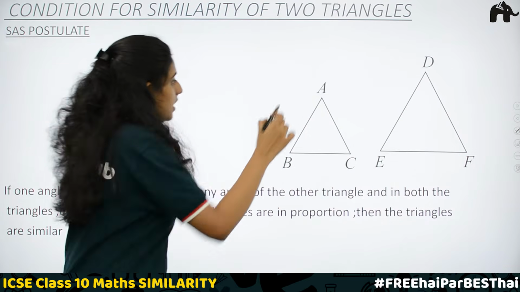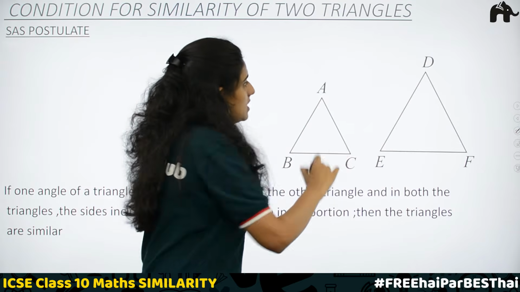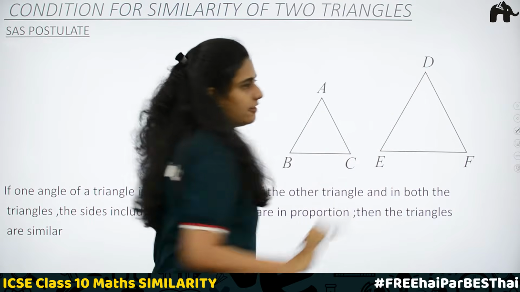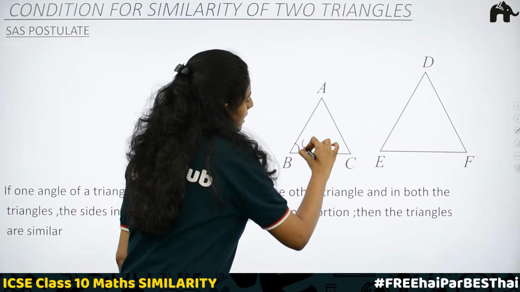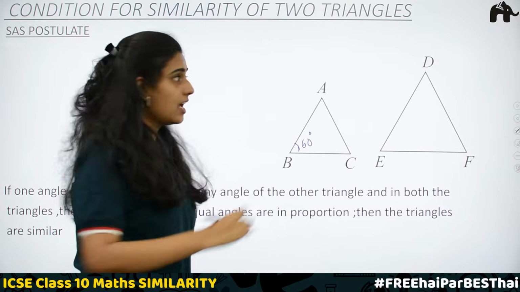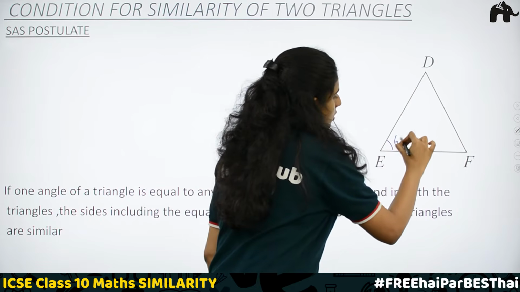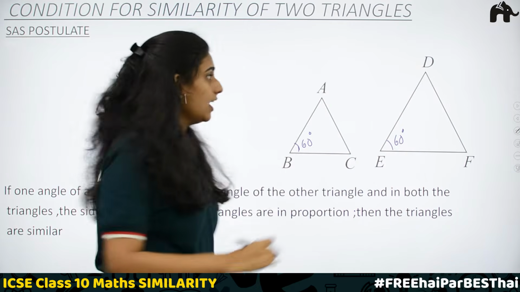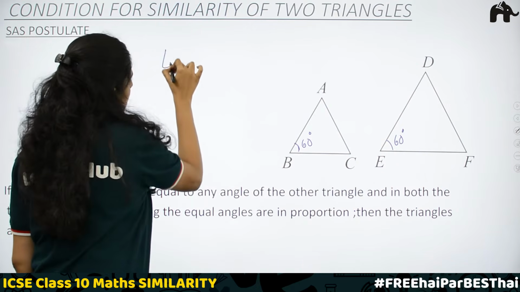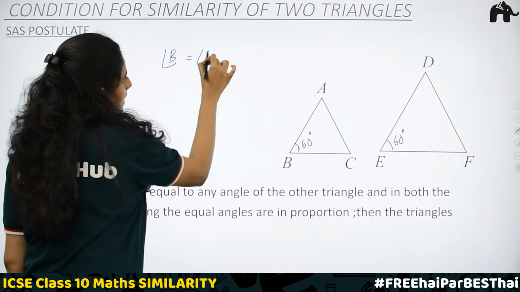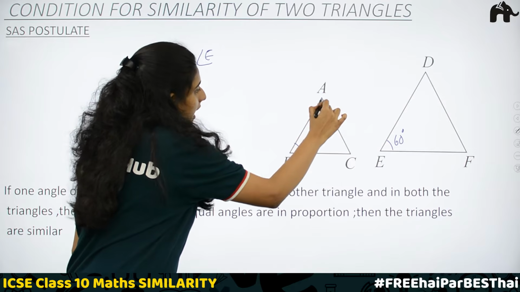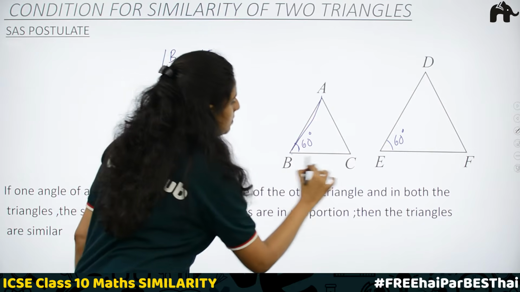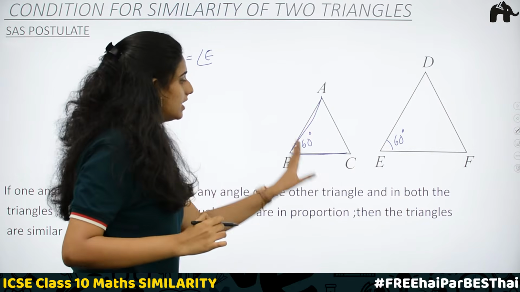Here, I am taking two triangles, ABC and DEF. Let angle B be equal to 60 degrees and angle E be equal to 60 degrees. That is, angle B is equal to angle E. Now, AB is one side and BC is another side of triangle ABC.